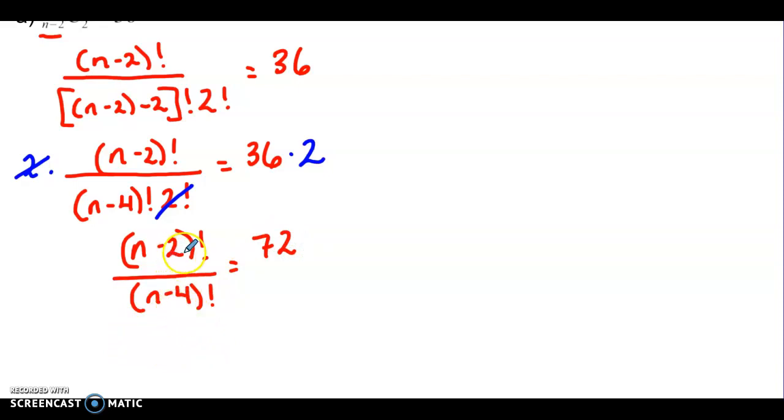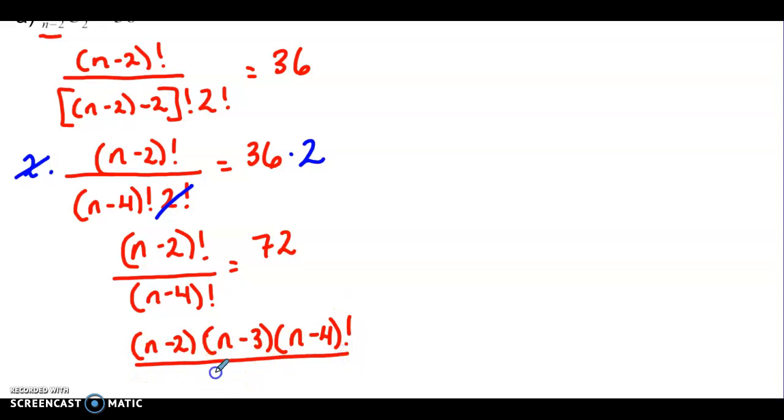We then need to break apart one of those factorials. We choose the larger of the 2 factorials. We can see n minus 2 is larger than n minus 4, so we start with n minus 2. 1 less than n minus 2 is n minus 3. 1 less than n minus 3 is n minus 4. We stop here because we notice that there is an n minus 4 in the denominator. And now n minus 4 factorial can cancel with n minus 4 factorial.